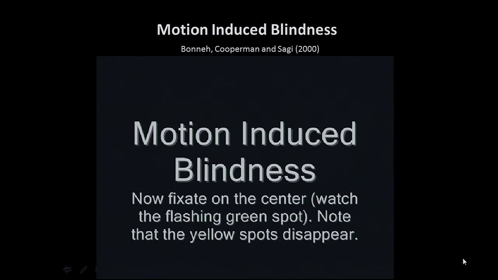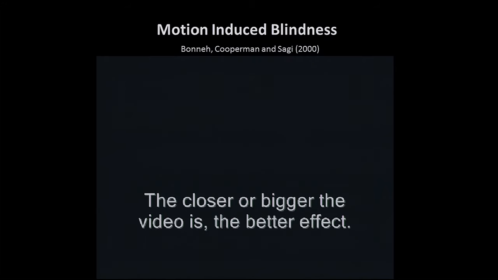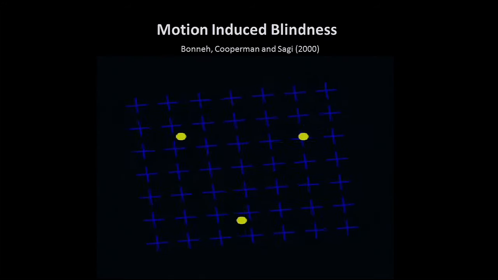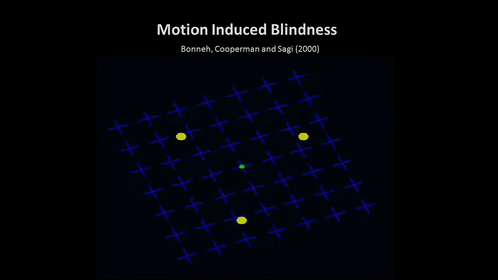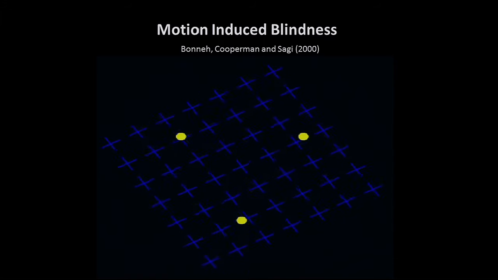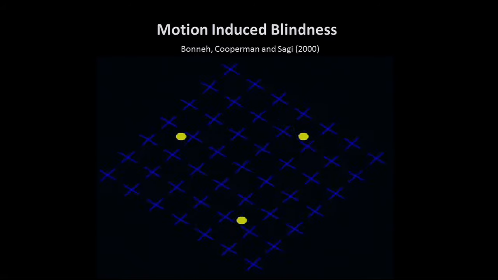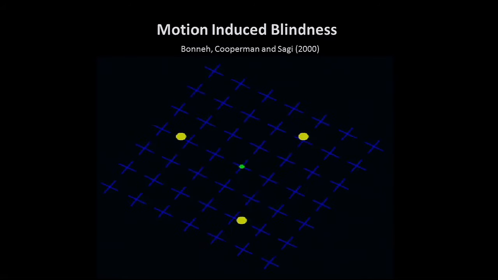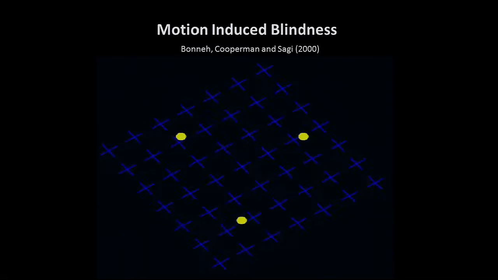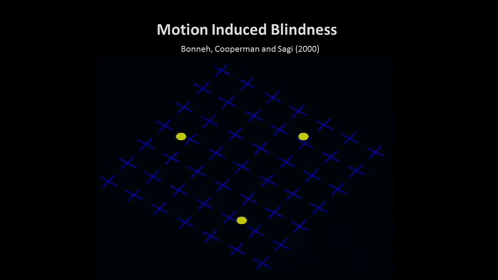So this is motion-induced blindness. You're going to see a bunch of dots, and you need to fixate your gaze as much as possible on the central one. There's a green flashing dot. Stare at it precisely, but pay attention to the yellow dots. You will see that sometimes one of the yellow dots is gone, sometimes two, sometimes all three. That's not true. The yellow dots are always physically there.